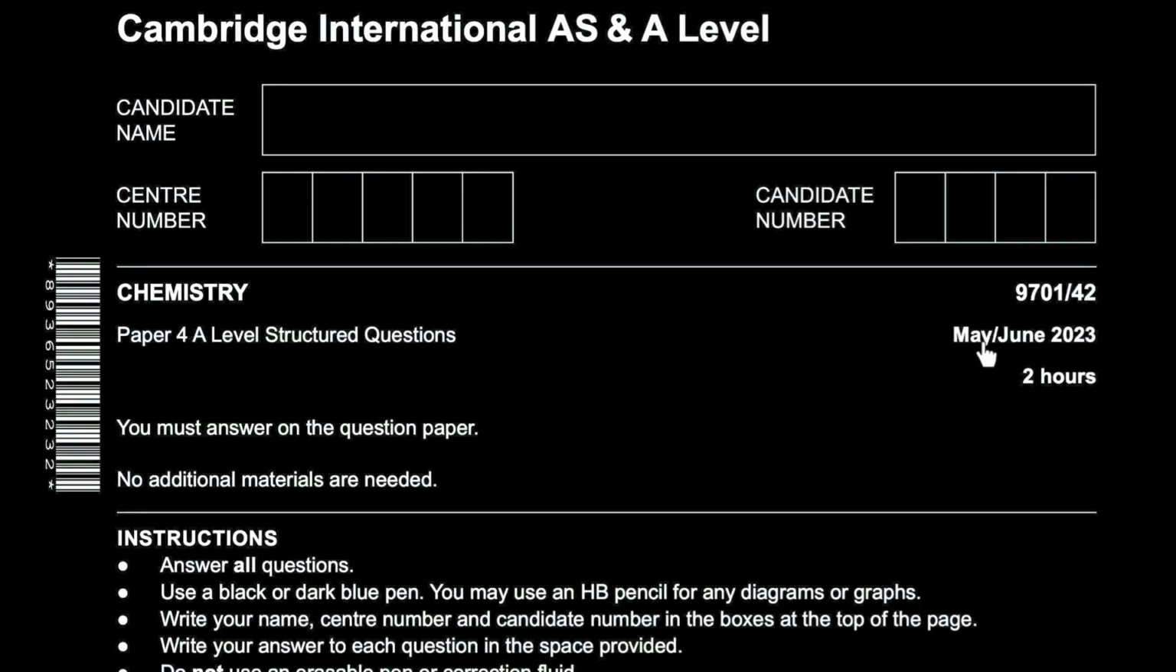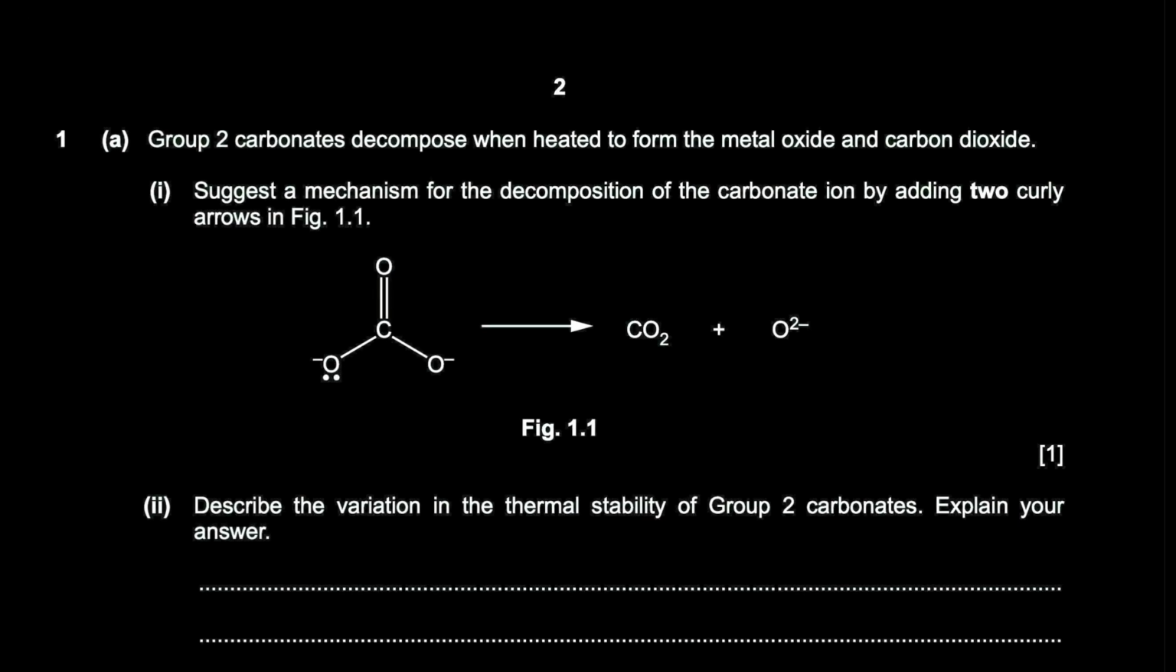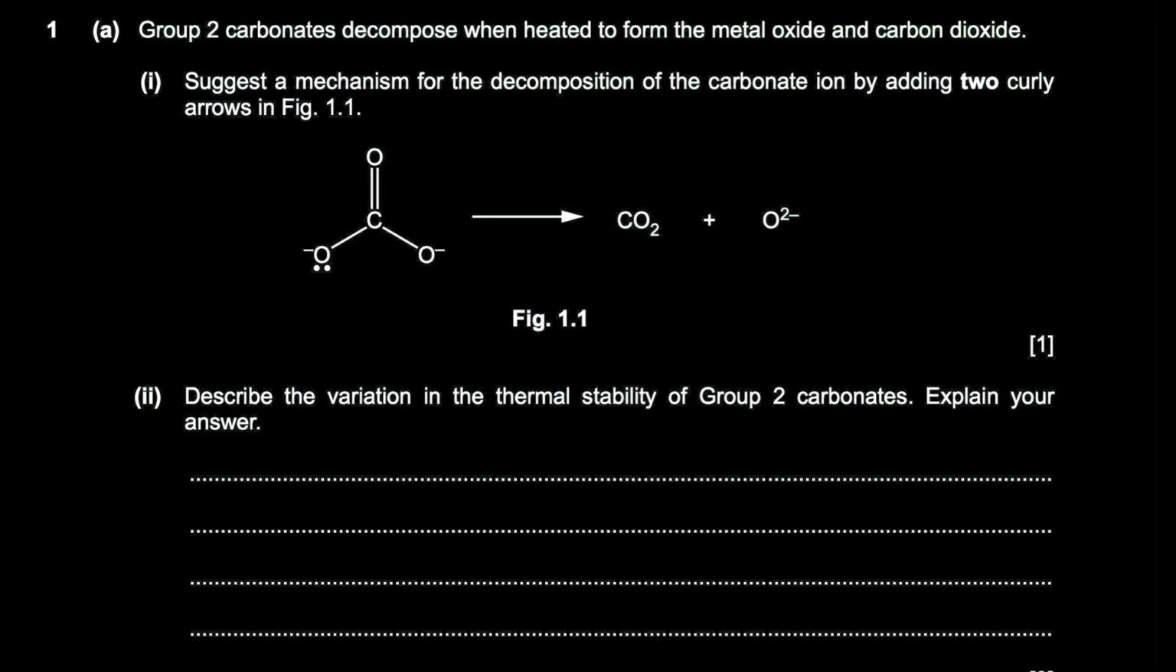Today we're going to be solving May-June 2023, paper 42. Question number 1 says, group 2 carbonates decompose when heated to form the metal oxide and carbon dioxide. Suggest a mechanism for the decomposition of the carbonate ion by adding two curly arrows in figure 1.1.